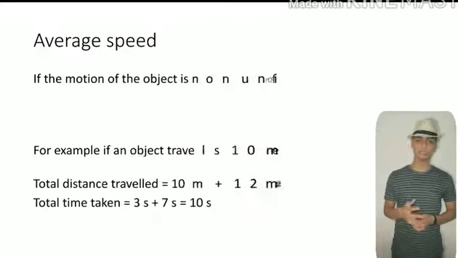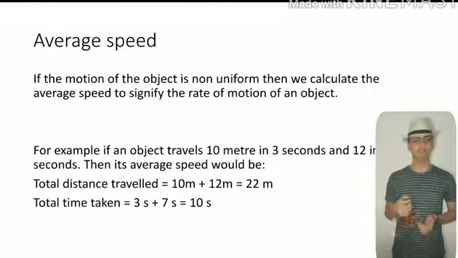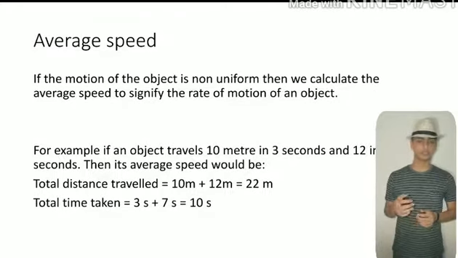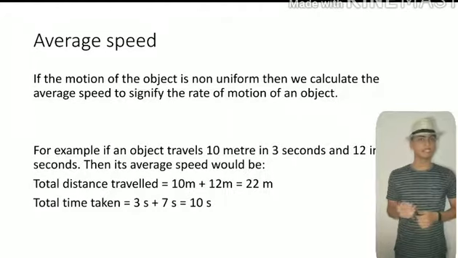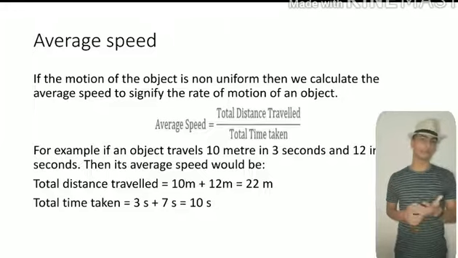Now, knowing about the average speed: if the motion of an object is non-uniform, then we calculate the average speed to signify the rate of motion of that object. So you can clearly understand through this definition. The average speed relation can be written as the total distance traveled divided by the total time taken.